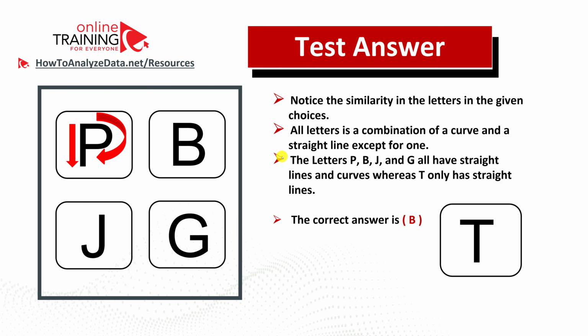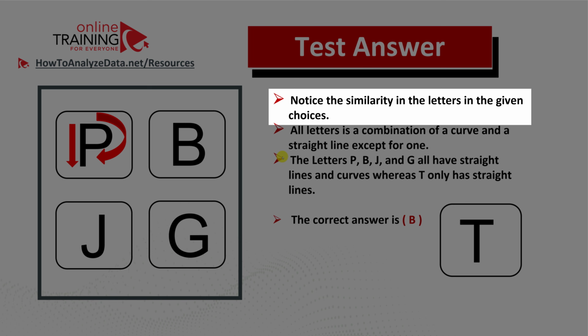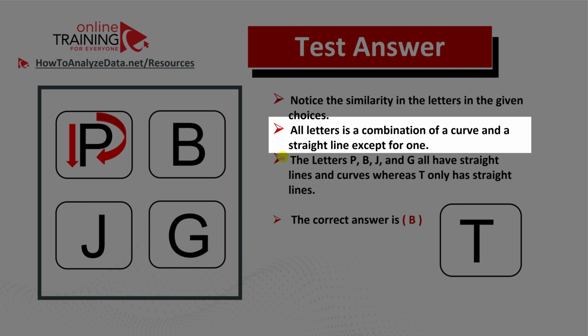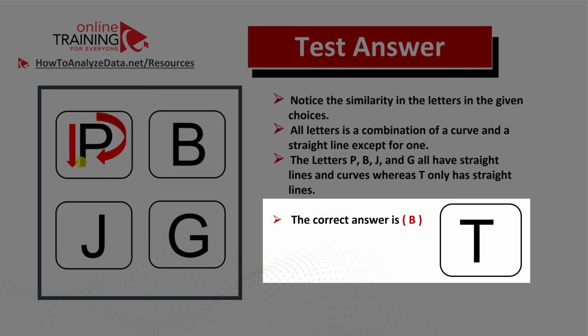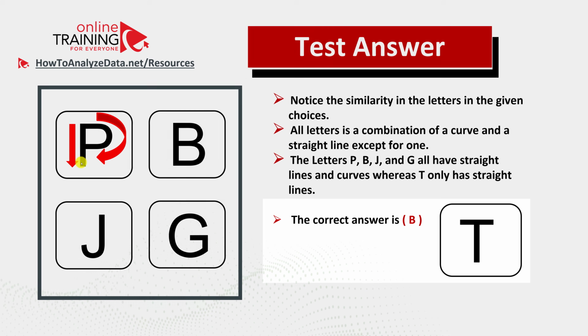When you look at the patterns, you can notice the similarities in the letters for the given choices. All letters are a combination of the curve as well as straight line, with the exception of one. The letters P, B, J, and G presented here, they all have a combination of curve as well as straight line. The only letter that does not match this pattern is letter T. So the correct choice here is choice B, letter T. Hopefully you've nailed this question.